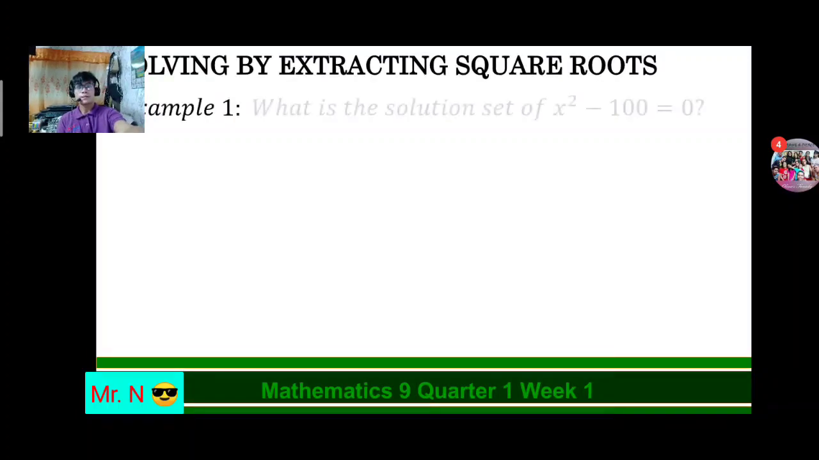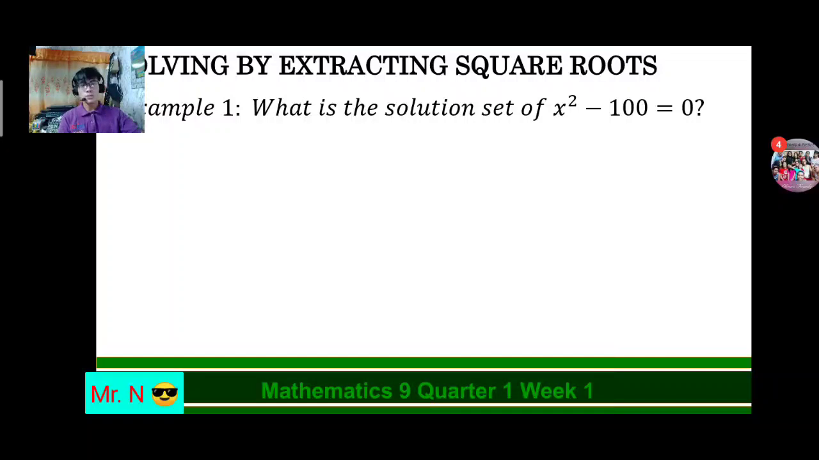Now, let's have example number 1. What is the solution set of x squared minus 100 is equals to 0? So, we have this given equation. So, ang goal natin, first thing to do, is kailangan makagawa tayo ng quadratic equation in a form of x squared is equals to k. In this case, kailangan yung x squared nasa left side at saka yung k, which is a certain number, kailangan nasa right side.